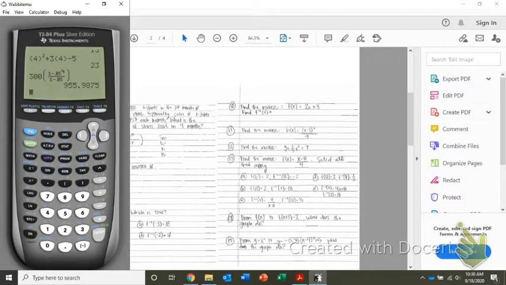955.98 shirts. So, in this case, we're only selling a total of 955 shirts because that 0.98 of a shirt is probably missing a thread, or it's missing a sleeve, or it's missing something. So it's not a whole shirt. So we're just selling 955 shirts. Okay?